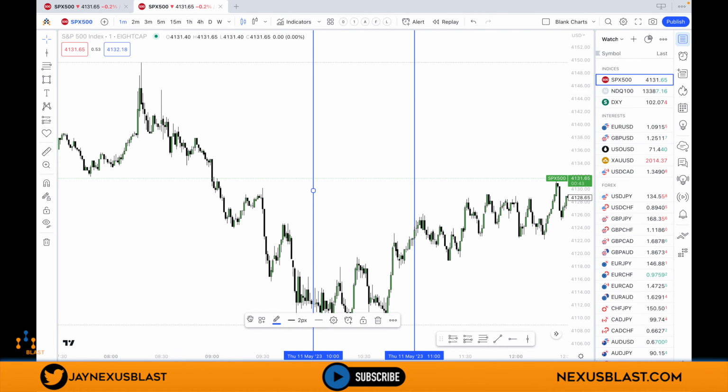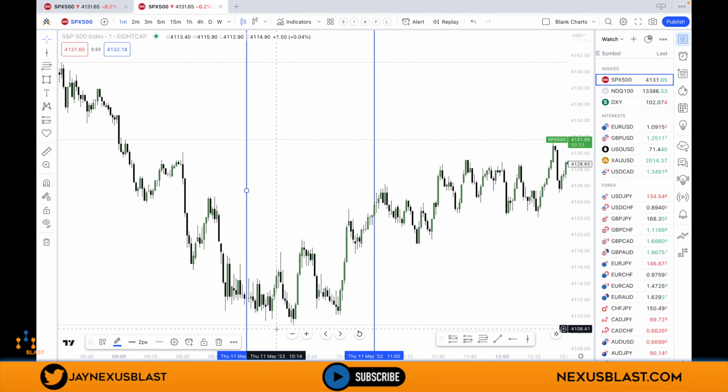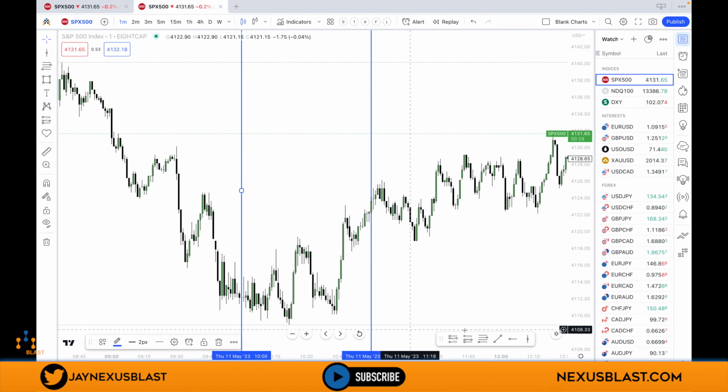So the ICT Silver Bullet says that between those times, there's going to be a fair value gap that's going to form that will serve to let the market hit its initial objective during that time frame. So if we look here, what I'm seeing, and this is always easy in hindsight, but this happens every day and you're able to catch the moves when they happen in real time.